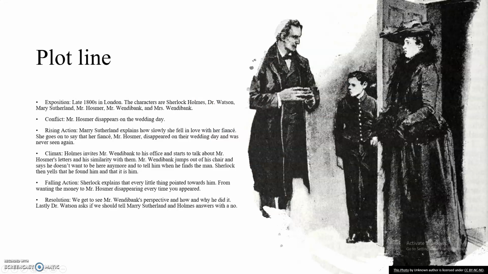Exposition. This story takes place in the late 1800s in London, and there are 6 characters, which you could say there's 5 since 2 of the characters are the same. The conflict. The conflict is Mr. Hosmer disappearing on the wedding day, and Sherlock Holmes trying to figure out where he went.